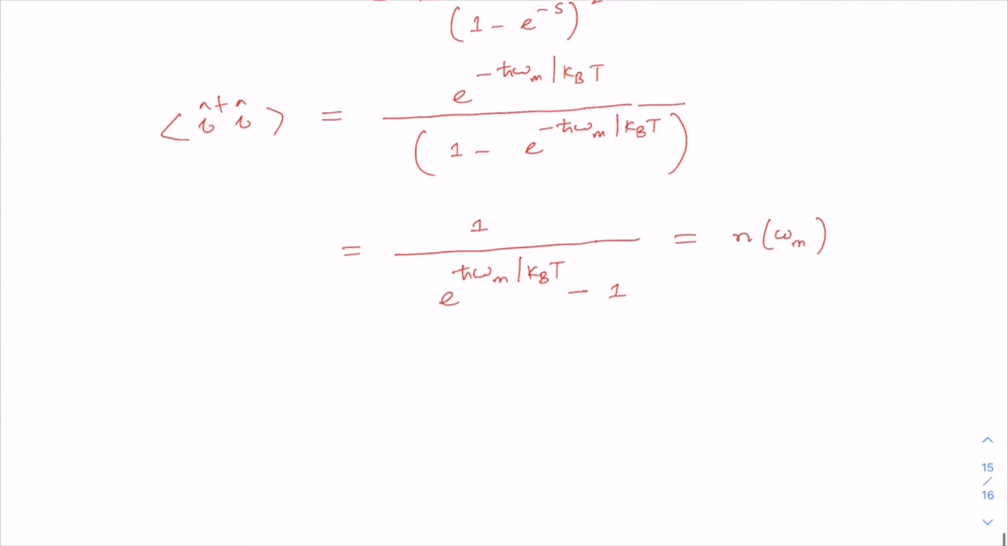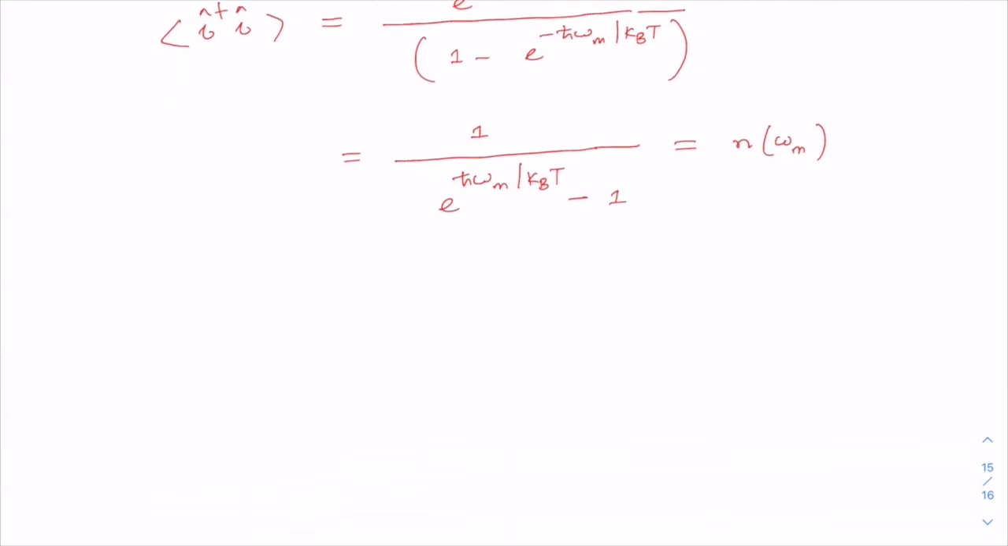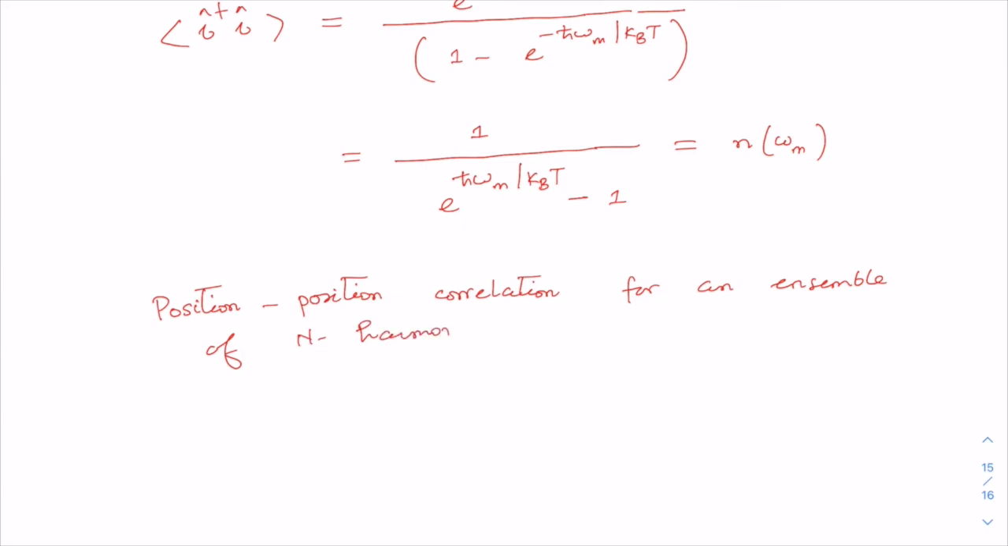Now let us calculate, and this is important, the position correlation function. This we have done in the classical context, now here we'll do it for the quantum case. Position correlation for an ensemble of N harmonic oscillators. Okay, let us do it.